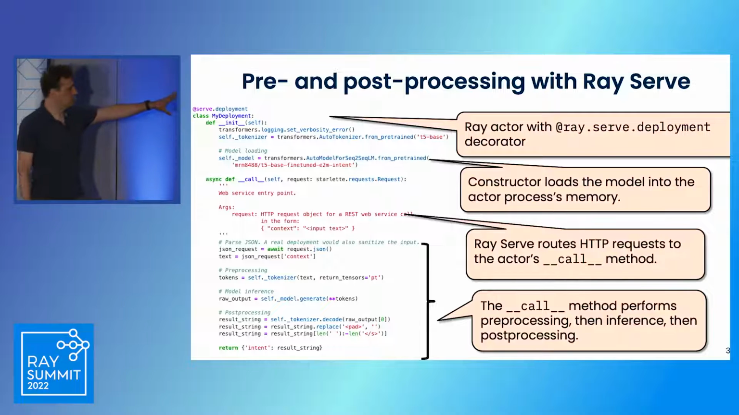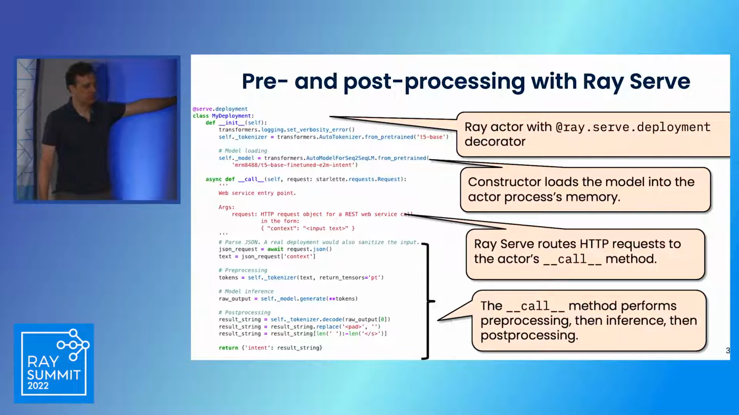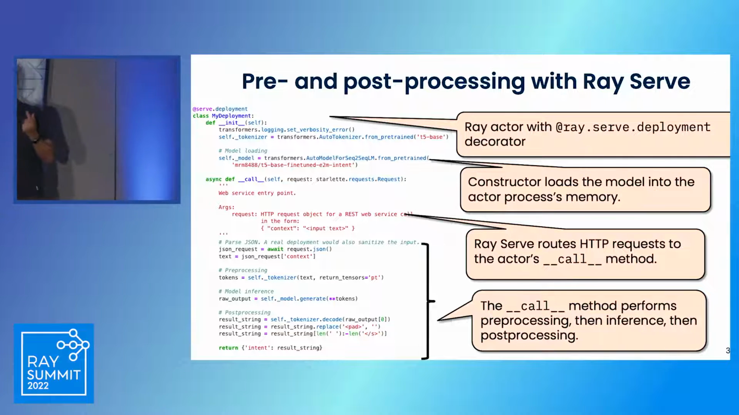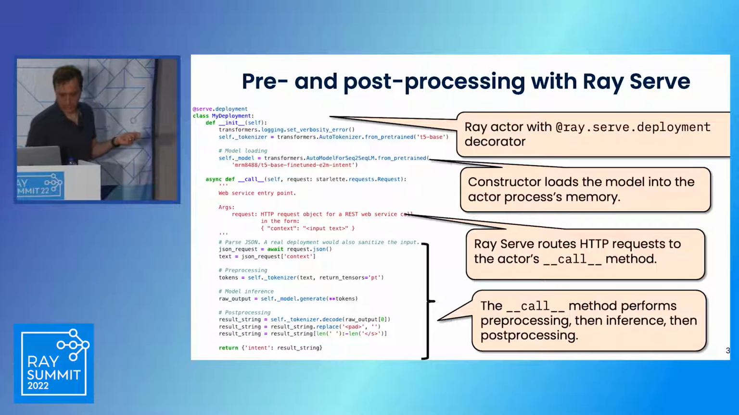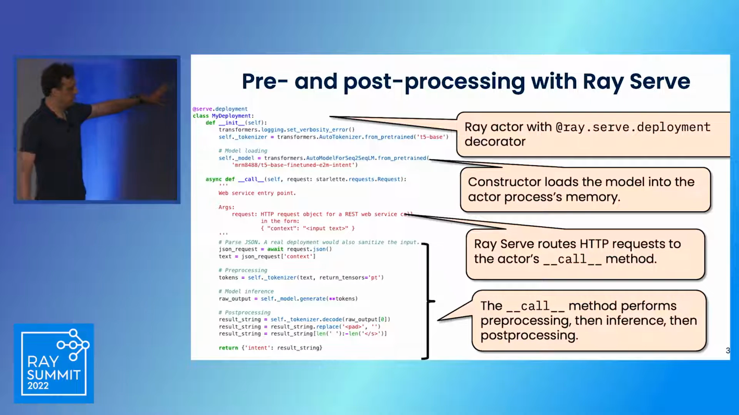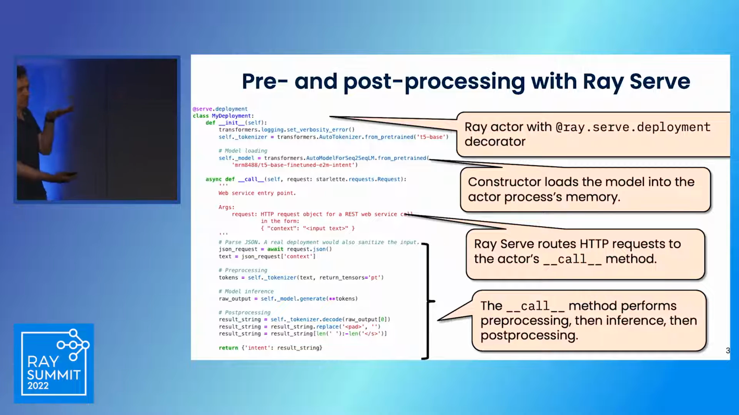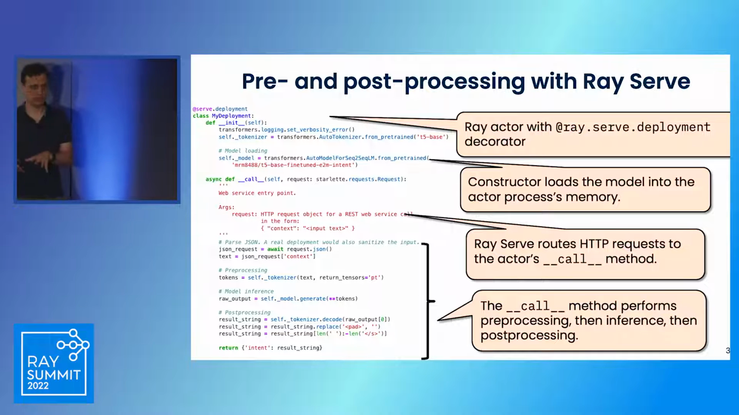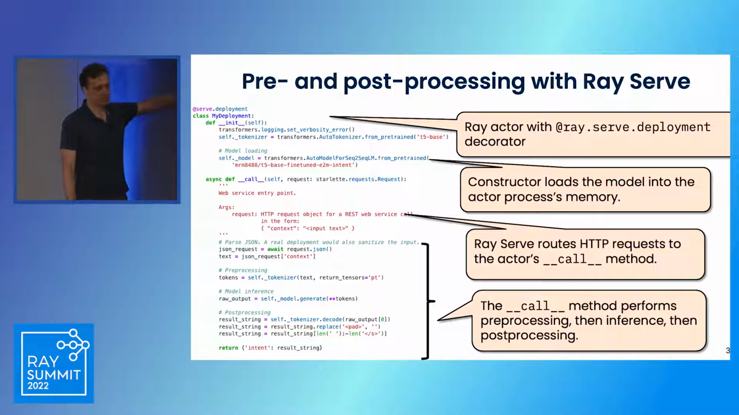So here's how you would run, for example, the model that does intent detection and deploy it to Ray Serve. It's very similar to what we saw before, except I had to make the font a bit smaller because there's real pre- and post-processing code. Remember the example from earlier with an actor deploying a model? This is the same kind of thing. There is an actor class.